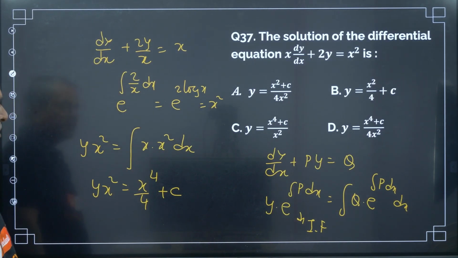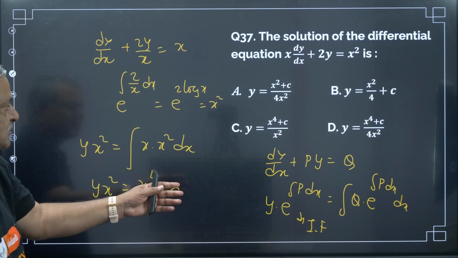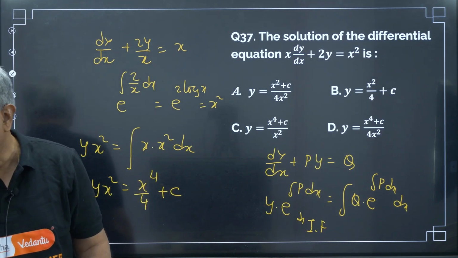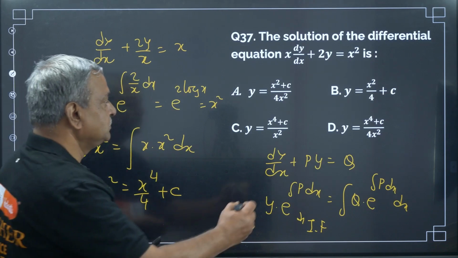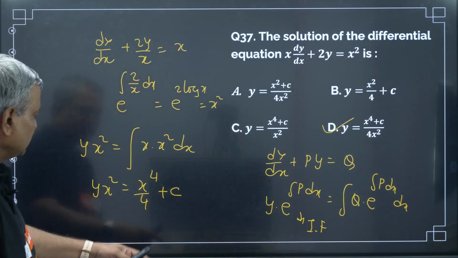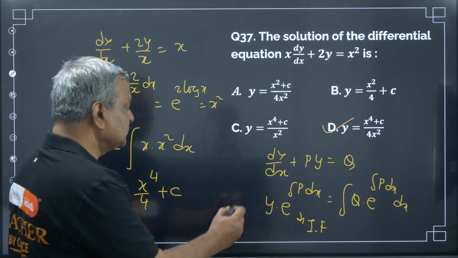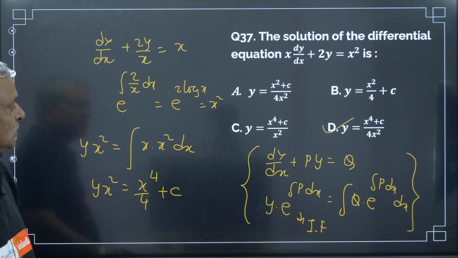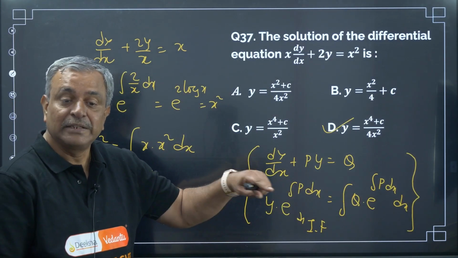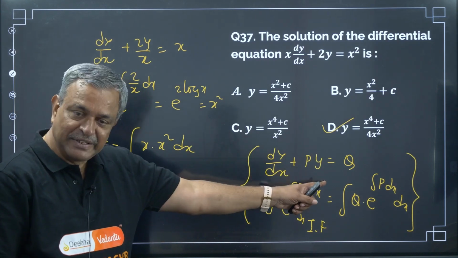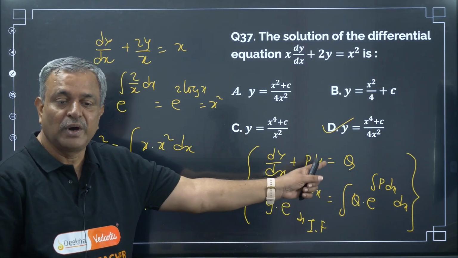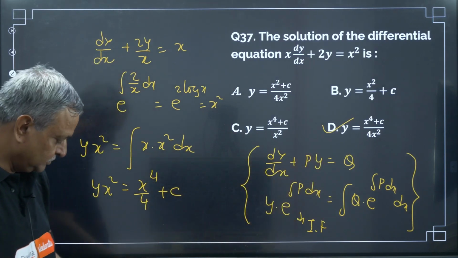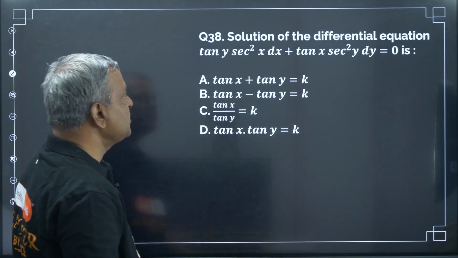Okay, so which option is correct? You can cross check. Yx square, you can divide by x square. So I think option D is correct, I think so. Option D will come. Okay, 4c also constant, 4x square. So this is the concept: dy by dx plus py is equal to q. Similarly, dx by dy plus px equal to q, then p and q are the functions of y. Here p and q are functions of x. Solution of differential equation, same linear differential equation.